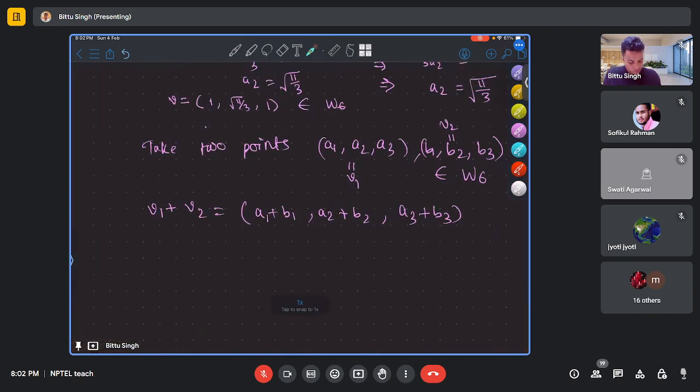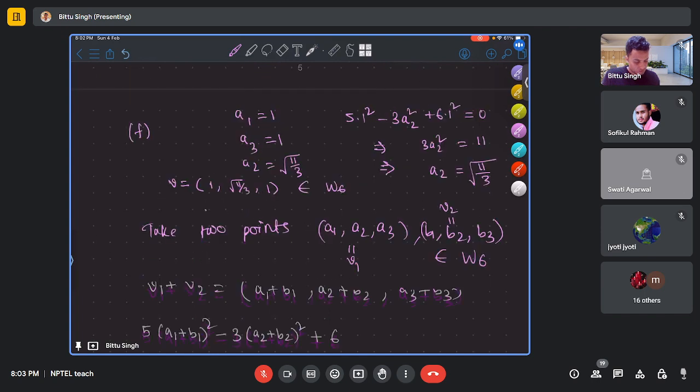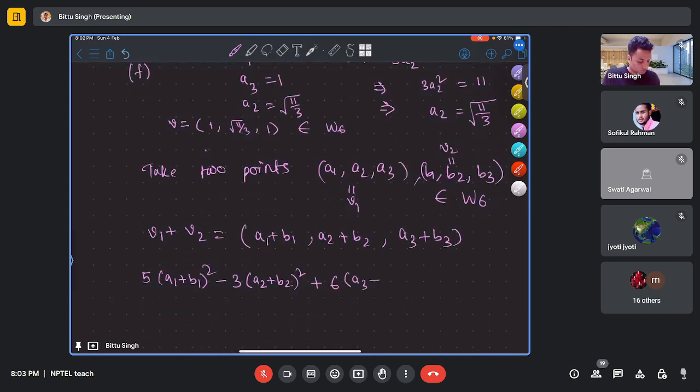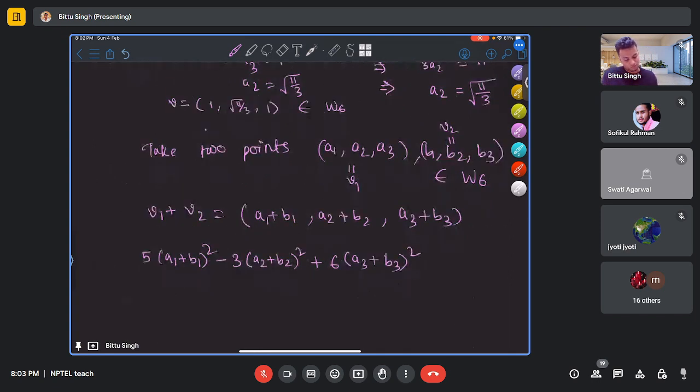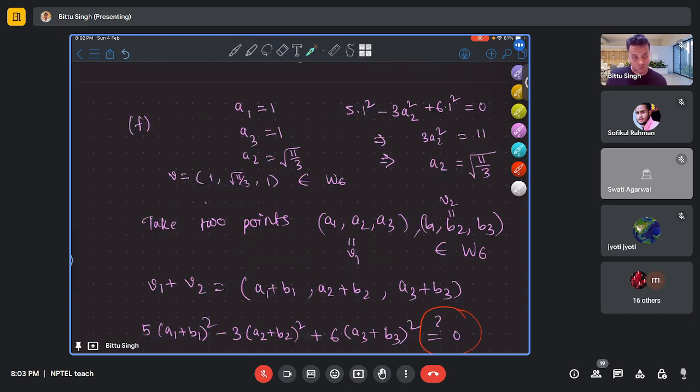Let us see. 5 times (a1 plus b1) square, that is 5 times first entry square, minus 3 times second entry square, plus 6 times third entry square. Is it 0? This is the question. If it is 0, then we are done. That is, this system is closed under addition.